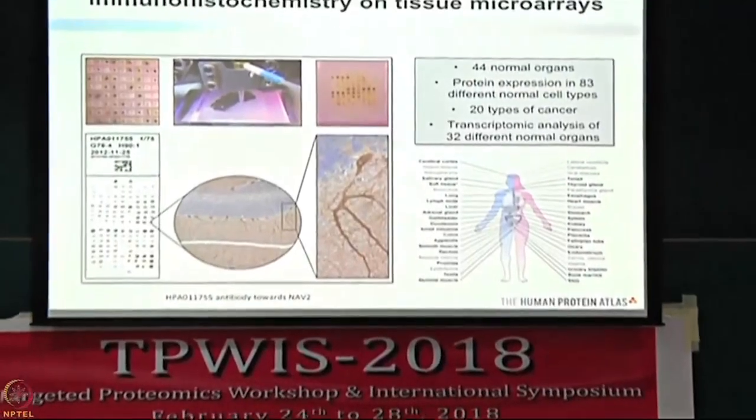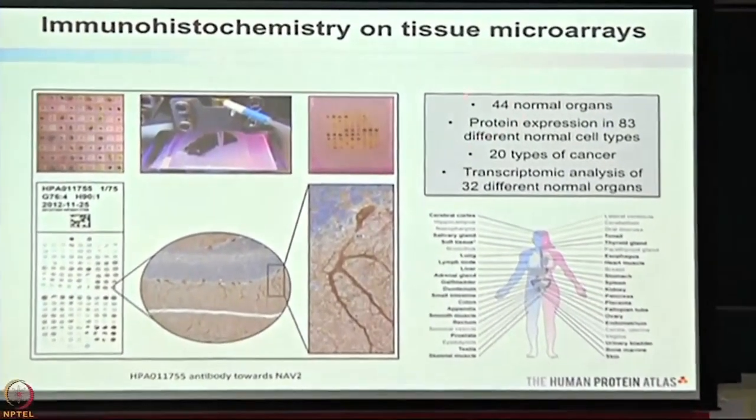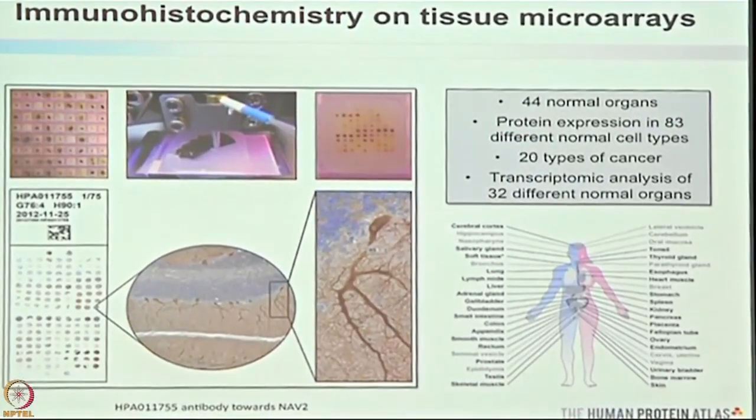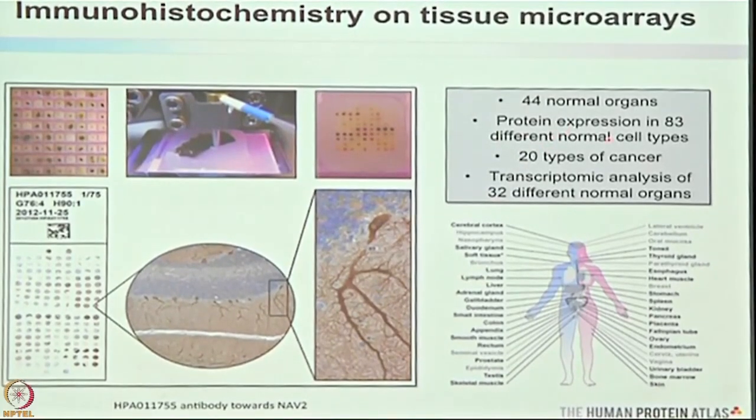The protein atlas covers 44 normal organs. It studies the protein expression in 83 different normal cell types, 20 types of cancer, and it has transcriptomic analysis of 32 different normal organs. And there was a very pertinent question raised about what is considered normal. Normal means in this case not cancer.